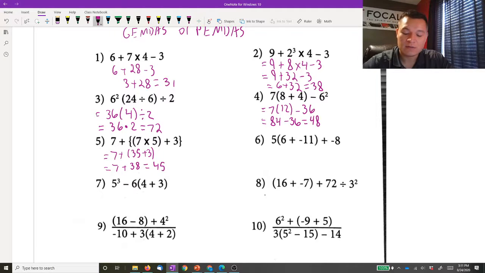Number 6. We have a 5 on the outside. 6 plus negative 11 means 6 minus 11 plus negative 8. These two make a negative, so just minus 8. 5 times 6 minus 11 is negative 5 minus 8 equals negative 25 minus 8. We have a minus and a minus, so we're just going to make a bigger negative. Negative 33.